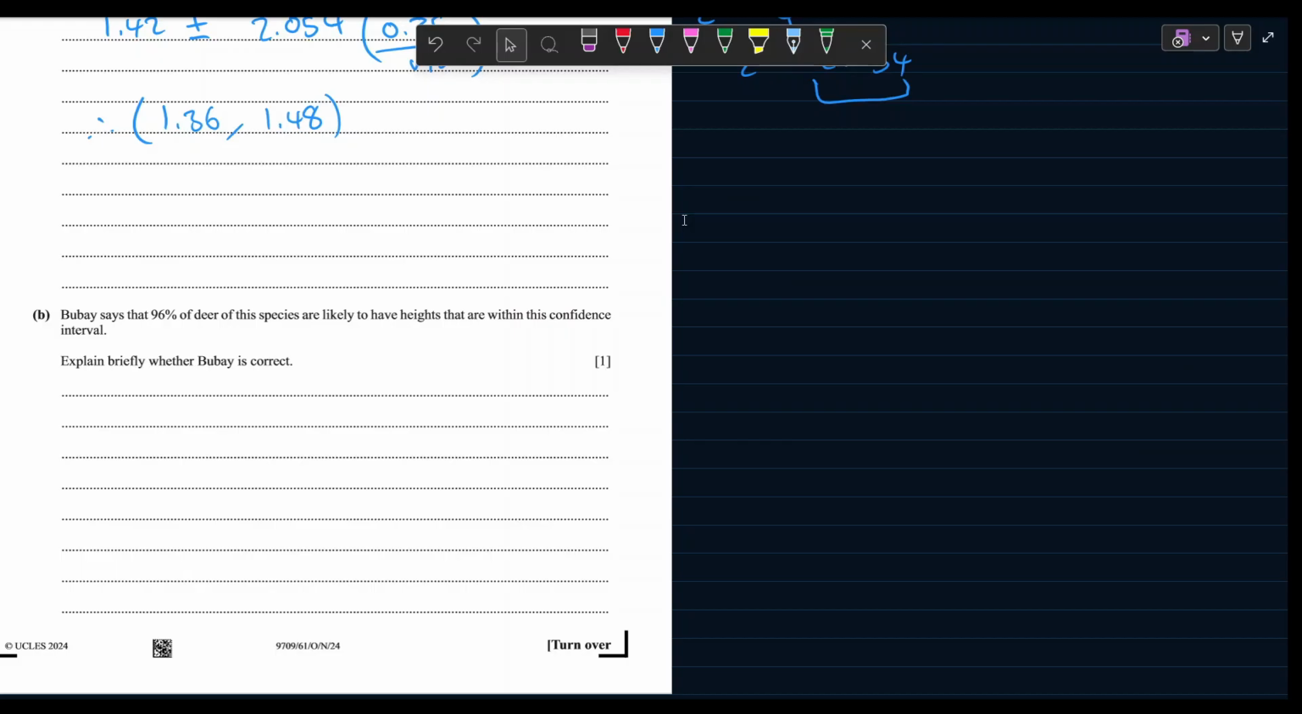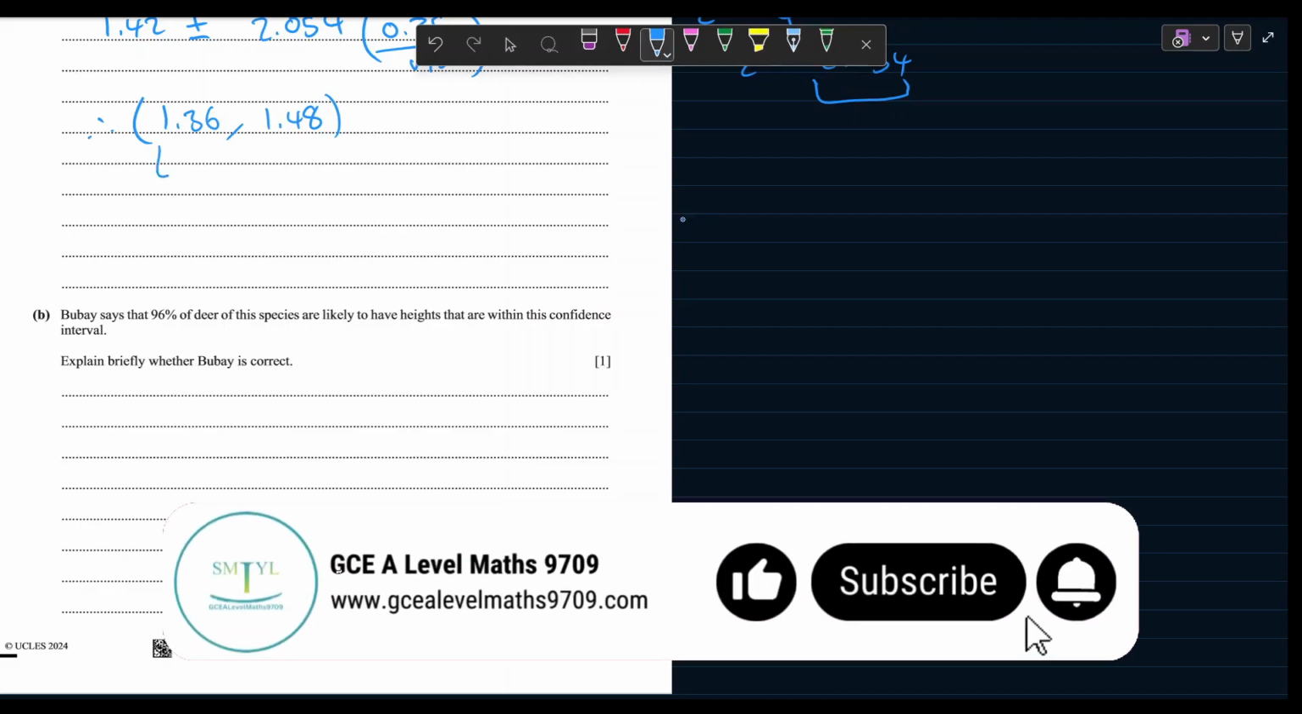Part B, Bube says that 96% of deer of the species are likely to have heights that are within this confidence interval. Explain briefly whether Bube is correct. So remember, when we're talking about confidence interval, we are focused on our population parameter. So in this case, we're focused on our population mean. So when we say we want a 96% confidence interval, we are saying that there's a 96% chance that our true population mean lies within this interval.